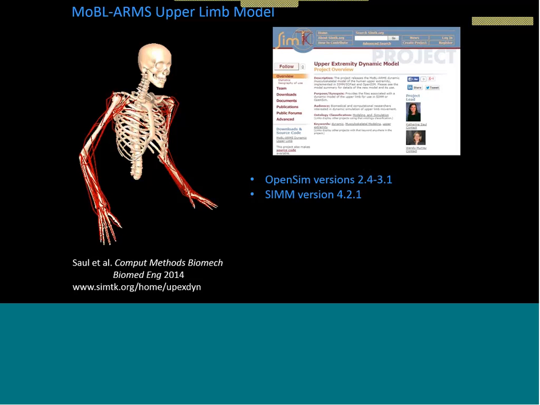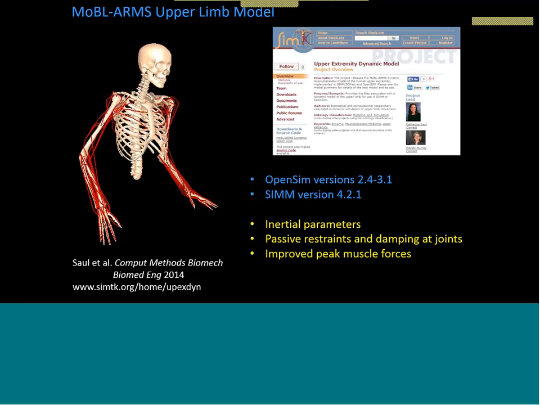In the new dynamic model, we make some augmentations and improvements in order to optimize it for dynamic simulation. We've included new descriptions of the inertial parameters of the segments of the upper limb. We've represented passive restraints and damping at the joints of the upper limb, which implicitly represent the action of ligaments and other structures that restrict the range of motion of these joints, which is important for forward dynamic simulations especially.